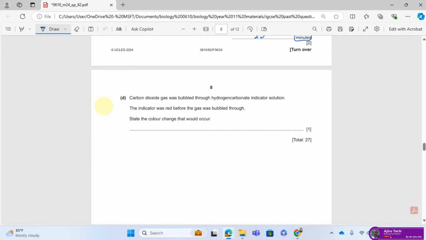Now it says carbon dioxide gas was bubbled through hydrogen carbonate indicator solution. The indicator was red before the gas was bubbled through. State the color change that would appear. Of course, for increasing carbon dioxide, it will change from red to yellow or orange. Any of these two colors will be fine. So pick one. You can write yellow. Since they said color change that would occur, just write yellow or orange. You may not even need to show red to yellow or orange. So that's all with the first question.